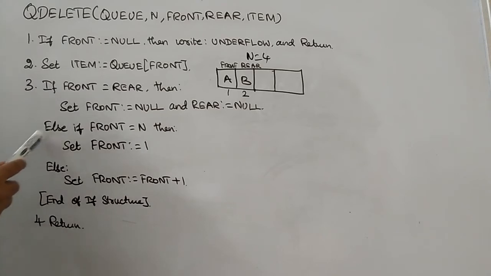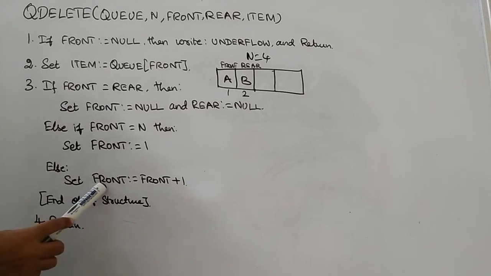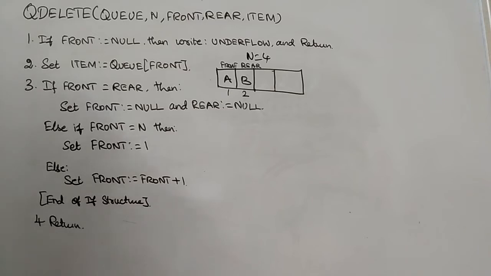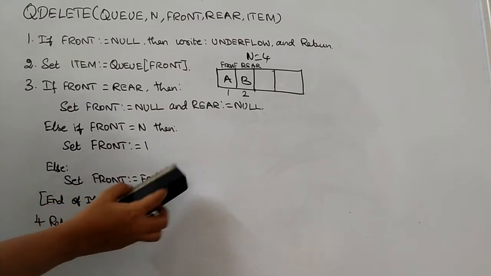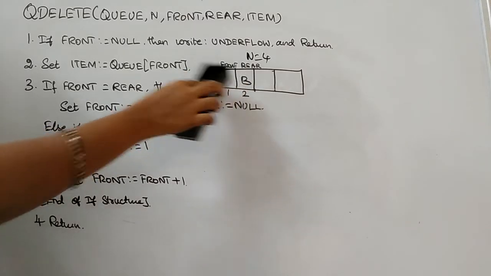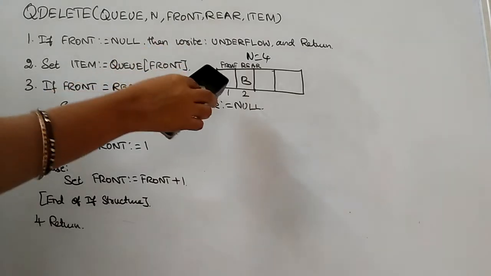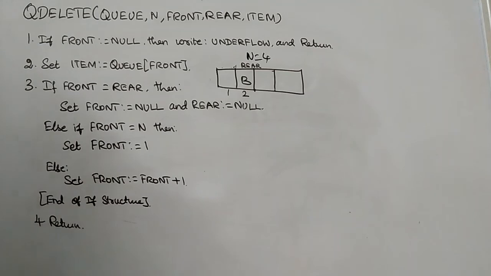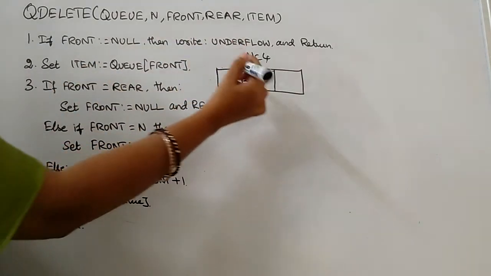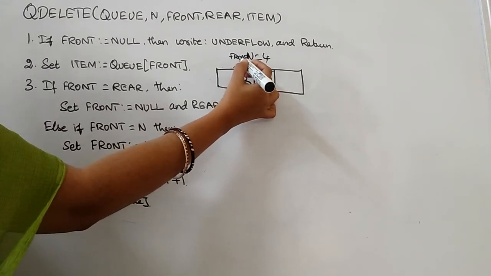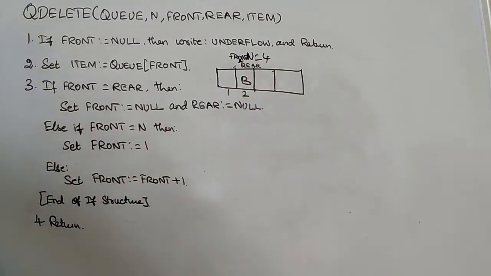In such a case, program control comes to the else part. There we have written front colon equal to front plus 1. Why have we written front colon equal to front plus 1? If we have removed this element from the queue, then automatically front will change. Right? So now front and rear are both the same.